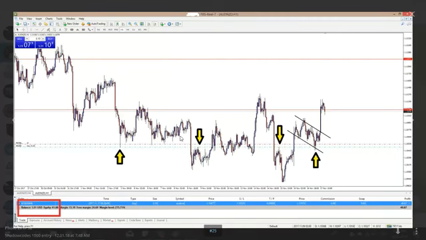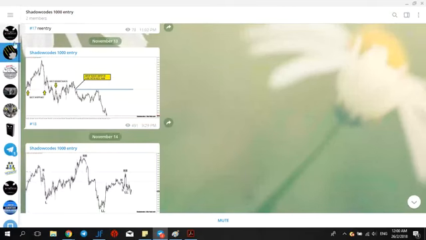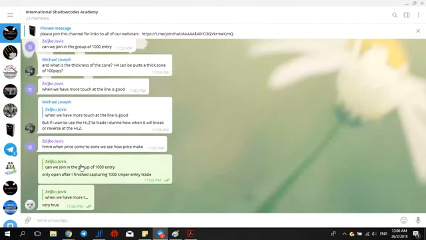This zone is just to catch your eye about the zone, but you must take the SSR. You must change it to line chart to see the SSR, right? Is there any question regarding this?